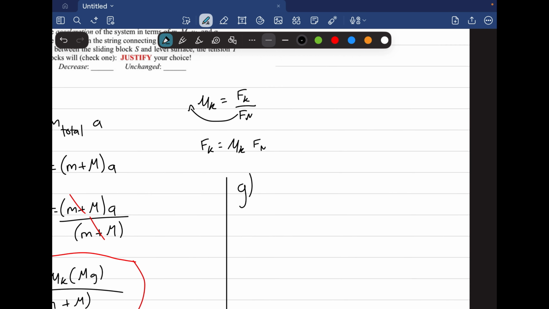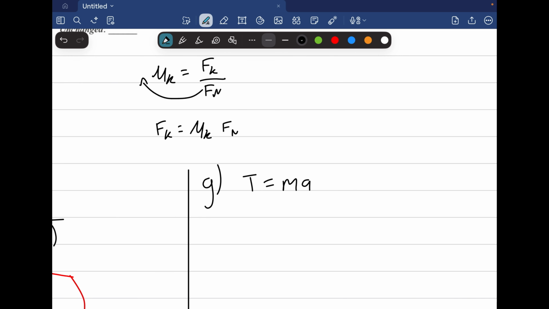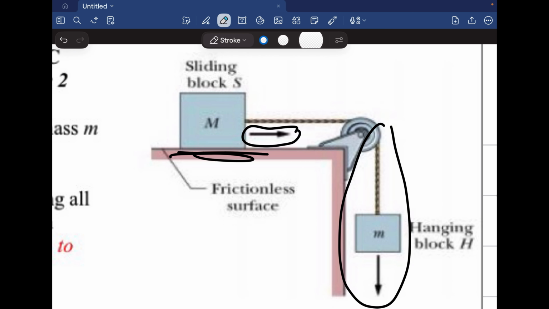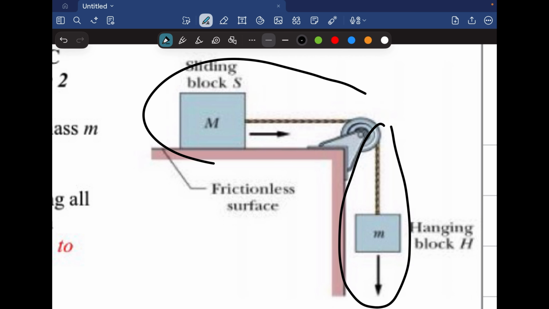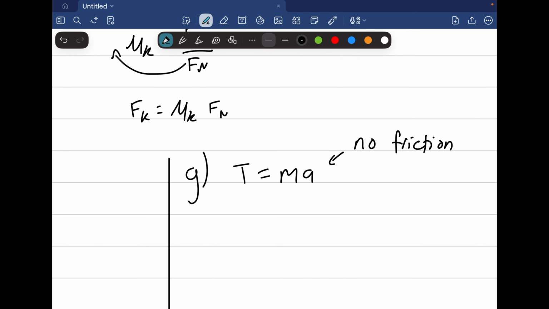So first, we know that T is equal to MA, right? This first equation is for when there's no friction. Just when you look at this block right here, this is T, the only force pulling it to the right. So you get that equation.